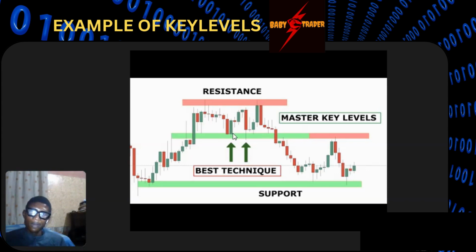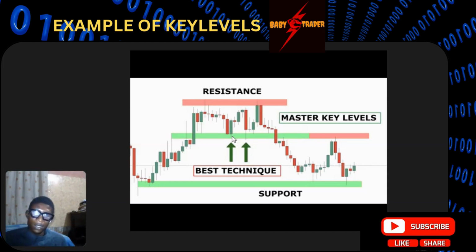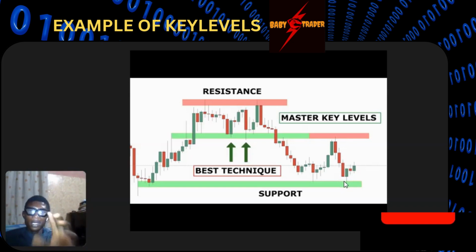Here is a key level. Here is a key level, because this place is also called a support and also a resistance. This is when support turns to resistance. So here is the rejection, and another one here, another rejection here. So this is an example of support and resistance key levels on the chart.